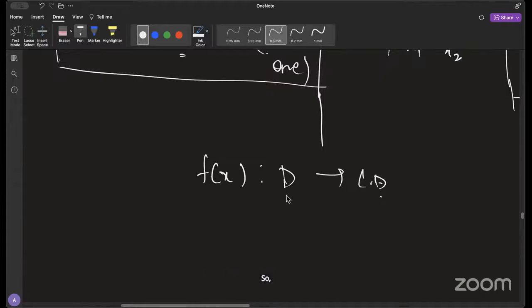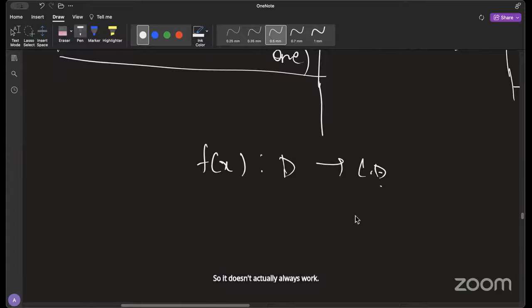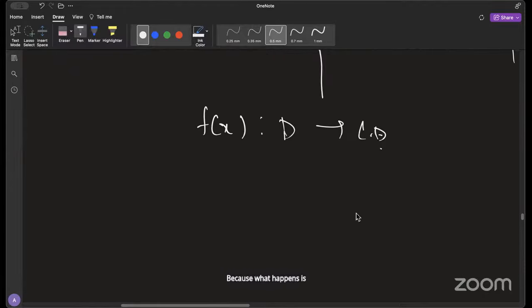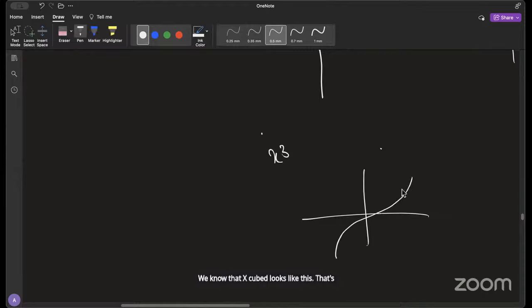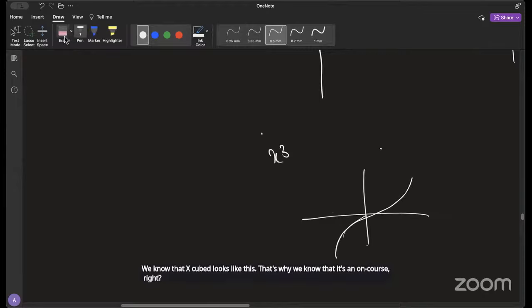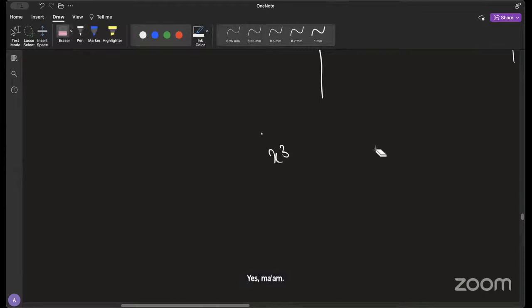So it doesn't actually always work, because you might have things where you can't use this. There are functions where you can't actually find the value. Let's say you have x cubed. We know that x cubed looks like this. That's why we know that it's an onto function, right? Yes, ma'am.